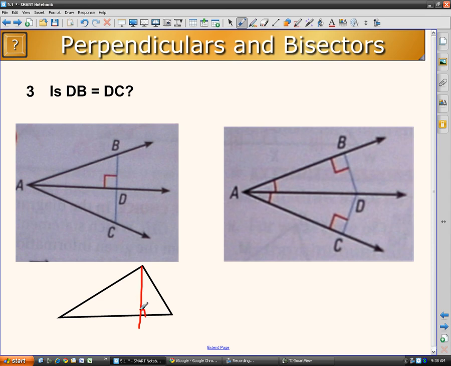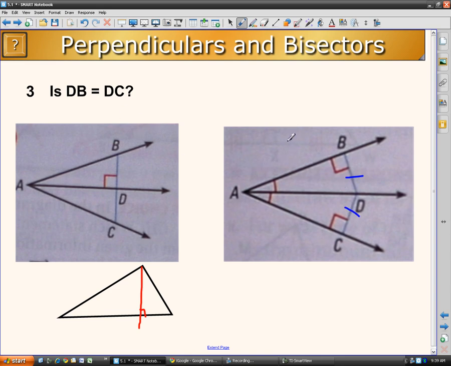We don't have nearly enough information in this problem to figure out if they are equal to each other. So then, over on this example, you'll notice they told us that these two angles are the same, and that these lines are being drawn at a 90-degree angle. So that means that they are talking about the length. So BD and CD, since they're on the angle bisector, by our angle bisector theorem have to be the same length. So this one is yes, this one is no.